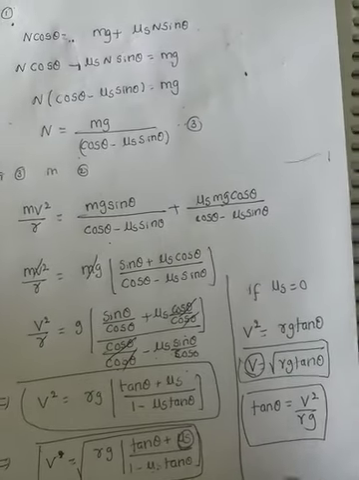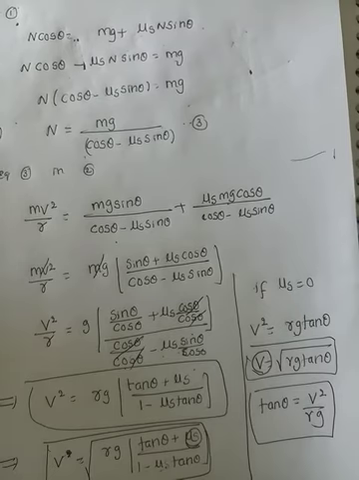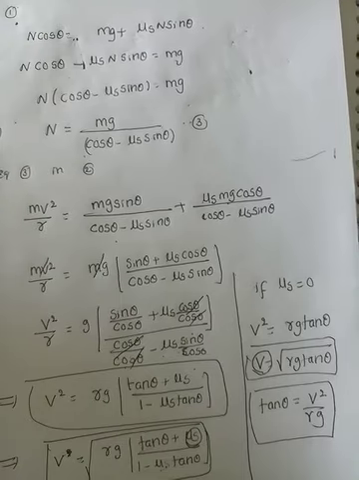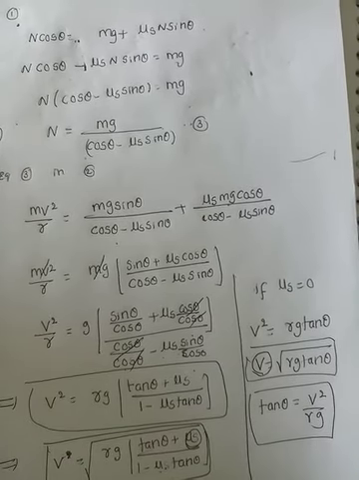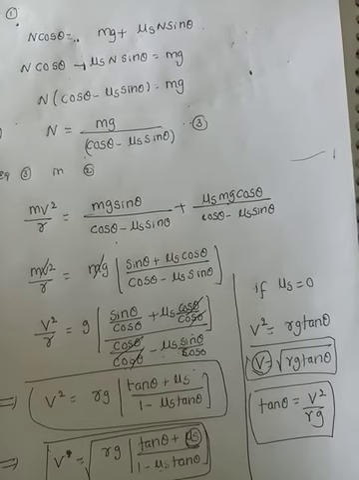So if the surface is very smooth, mu s is 0. So the safest speed to move on a circular path is what? v is equal to root of rg tan theta, or otherwise we should bend in such a way that we do not skid, that is what? tan theta is equal to what? v square by rg. Okay.